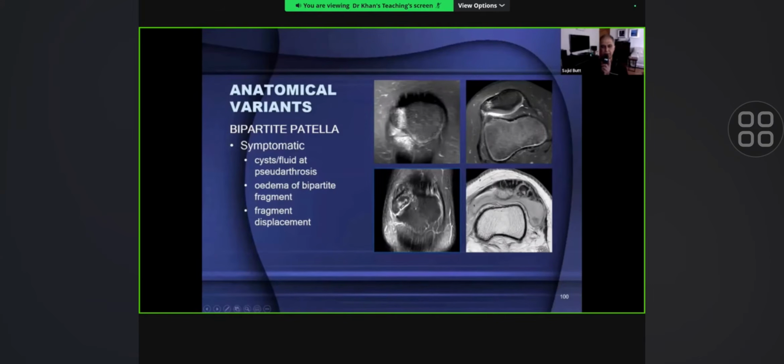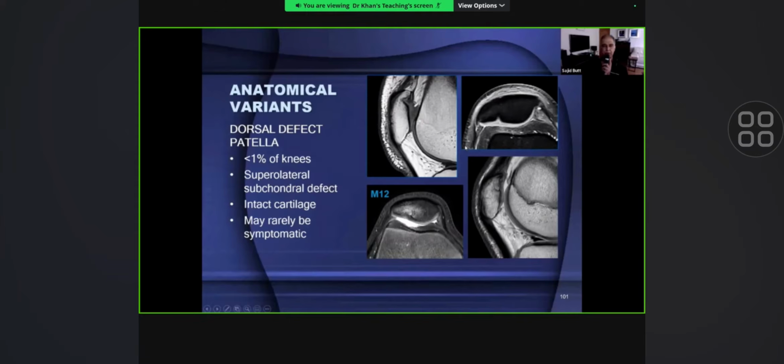Another example, and notice here that the bone fragment is a little bit displaced, and there is some fluid cleft separating the main patella from the bipartite patella. This patient also has some joint effusion. Another example of edema present at the margins of the synchondrosis between the bipartite segment and the main patellar segment here.